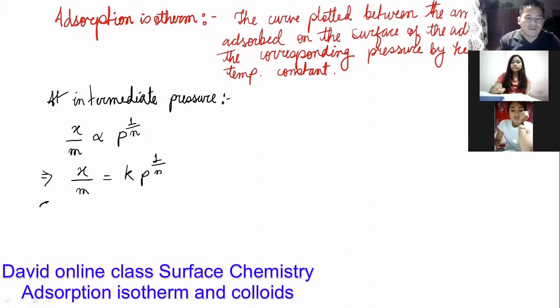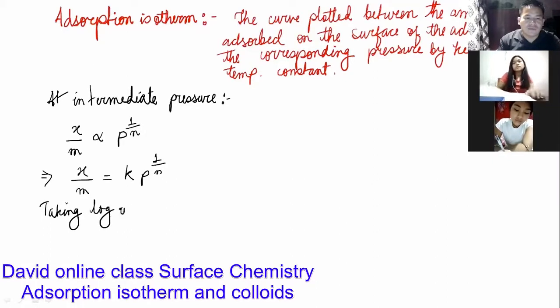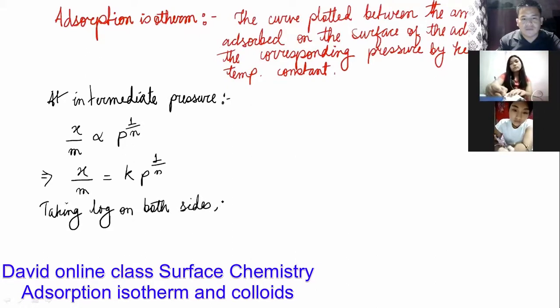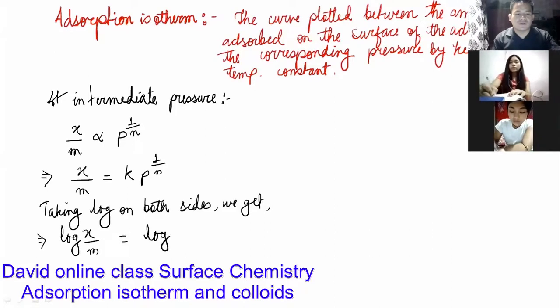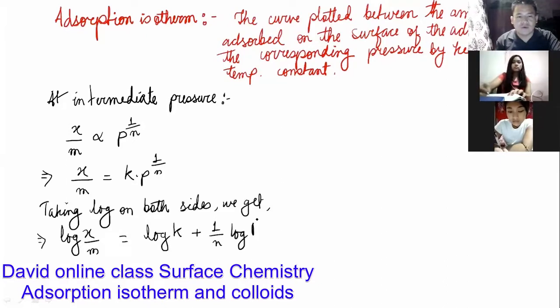Now let us take logarithm, taking natural log on both sides. We get log x by m equals log k plus 1 by n log P.